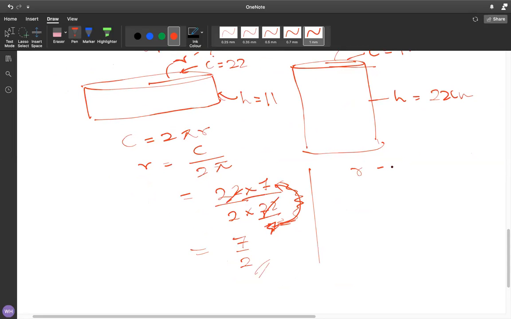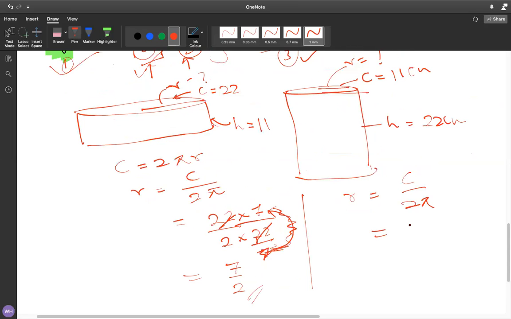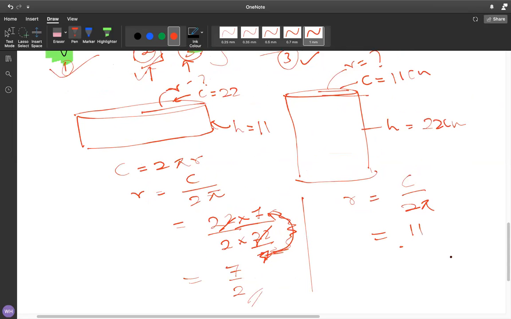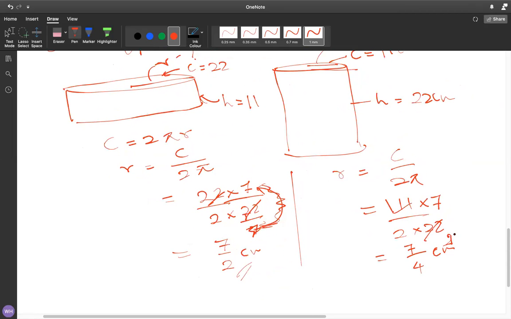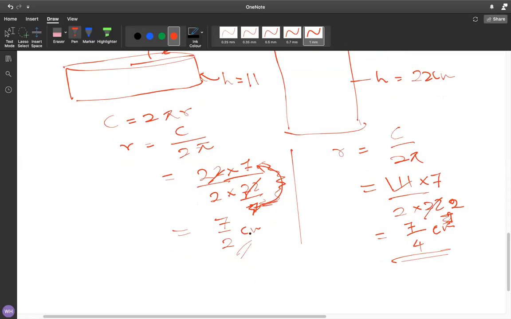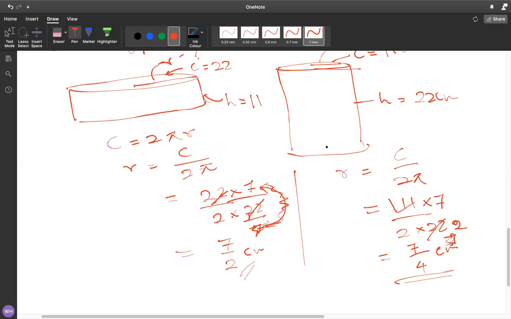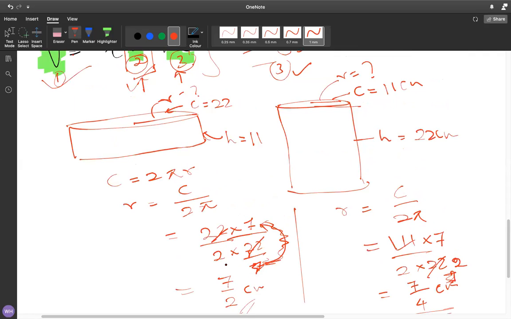Here radius equals c upon 2π. Now what is c? C equals 11, right? 11 here, 2 times 22 upon 7 in the sense, I will take it here. So what will happen over here is this will cancel 1, no, 2, and here you get 1. So altogether 7 upon 4 will be the radius in centimeters, and this is also in centimeters. So you can simply use this 7 upon 2 and 7 upon 4 as the radius in both the cases, and then find the volume of each of them.